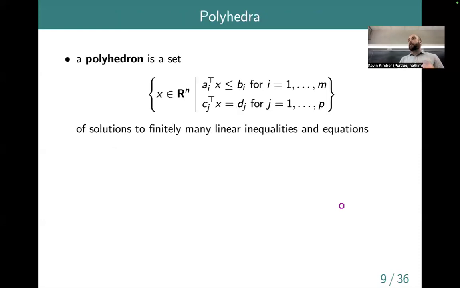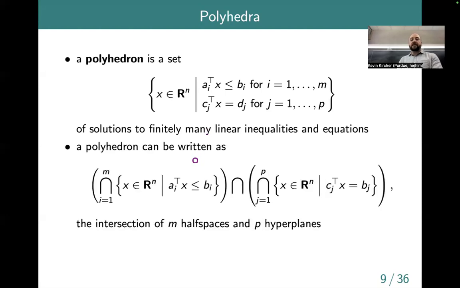So a polyhedron is an important type of convex set, probably the most important for optimization purposes. A polyhedron is basically the set of solutions to any finite number of linear equalities, so linear equations, plus linear inequalities. So basically any x in R^n that satisfies all of these inequalities. Another way of thinking about that is that it's in all of these half spaces, and that it also satisfies these equations, meaning that it is in all of the hyperplanes defined by the C and D objects here.